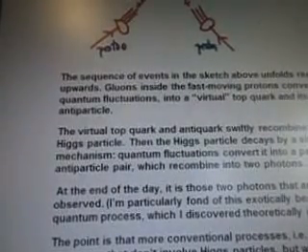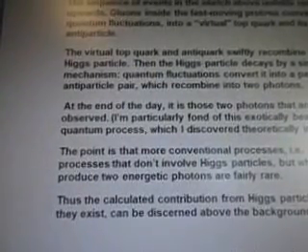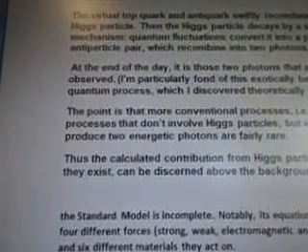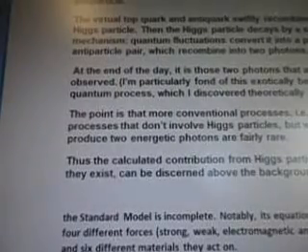Gluons inside the fast-moving protons convert by quantum fluctuations into a virtual top quark and its antiparticle. The virtual top quark and antiquark swiftly recombine into a Higgs particle. Then the Higgs particle decays by a similar mechanism. Quantum fluctuations convert it into a particle-antiparticle pair, which recombine into two photons. At the end of the day, it is those two photons that are observed.